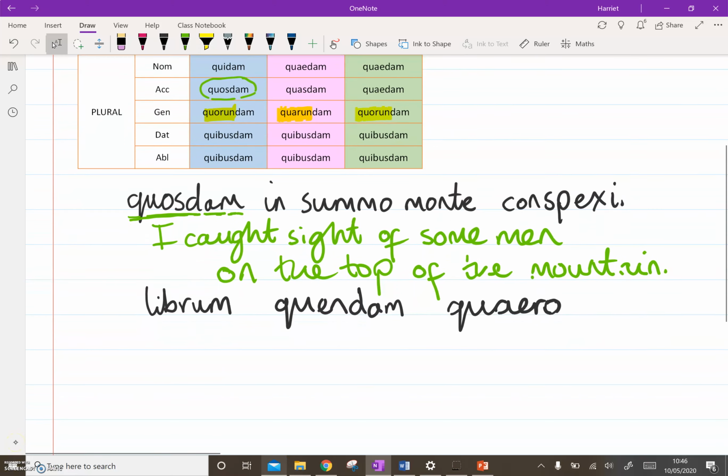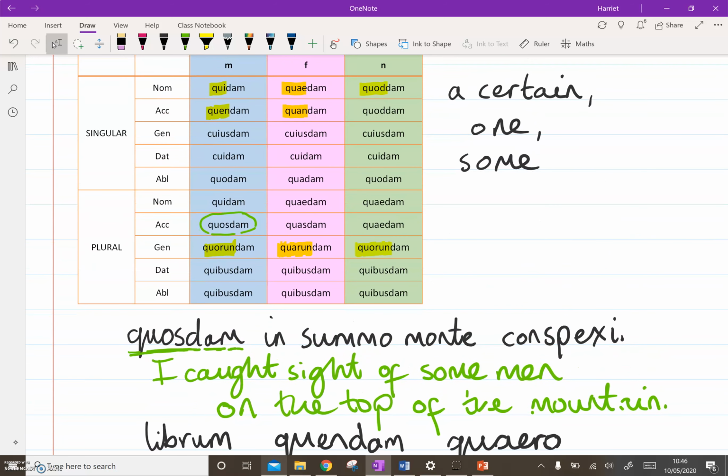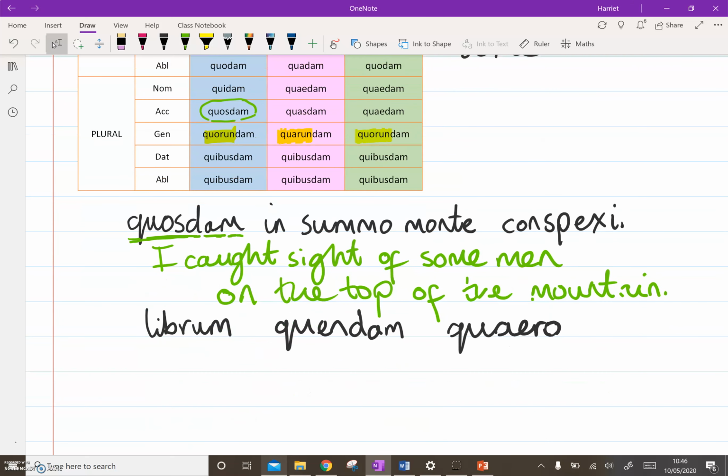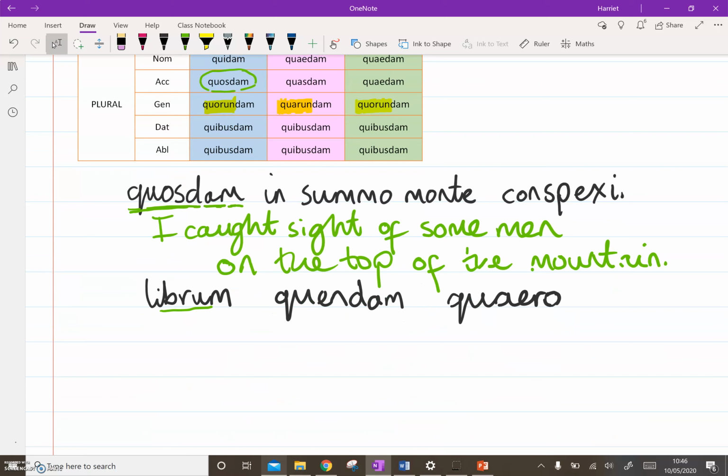Okay, so here we've got librum, quendam, quaero. This time we've got quendam, which if we look back at the table is up here. So it's masculine accusative singular. But in the sentence we have another masculine accusative singular, so librum here. So this time we know what word the pronoun is describing, is referring to. It's going to be translated either as a certain or one. Quaero means I am looking for. So it makes most sense here to say, I am looking for a certain book.